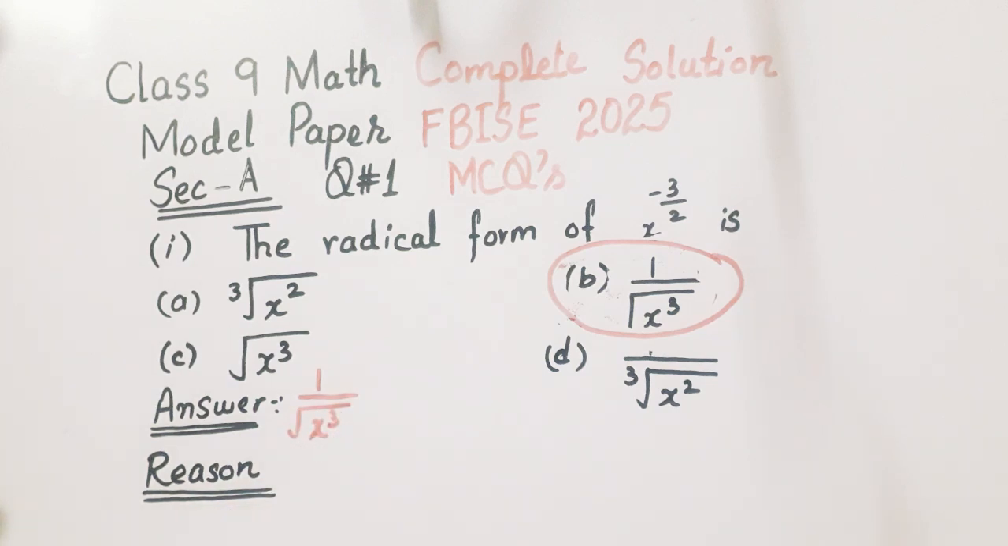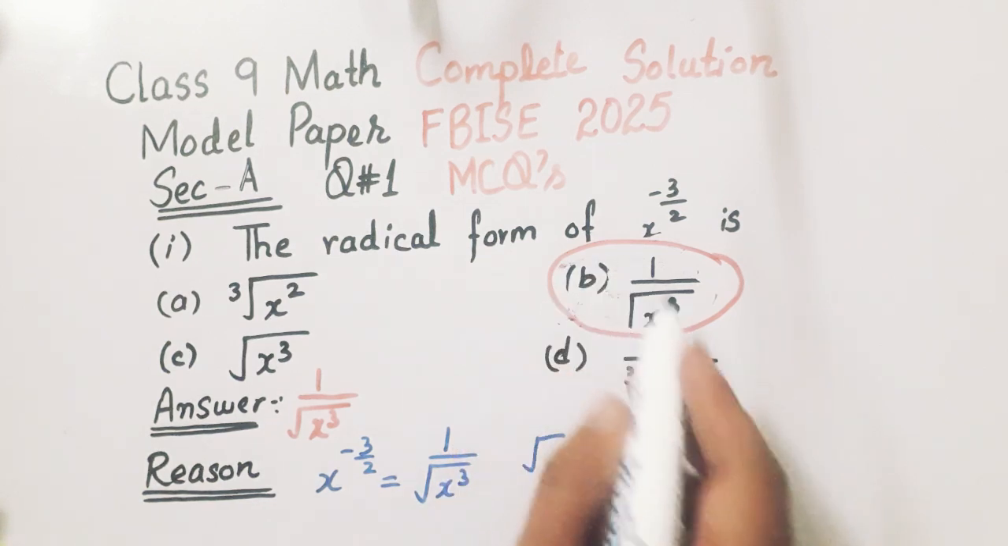Now I will explain the reason behind this. First of all, x raised to power minus 3 by 2 can be written as 1 by x raised to power 3 by 2, because the power 1 by 2 means square root, so we can write this as 1 by square root of x cube. So this is the right option.